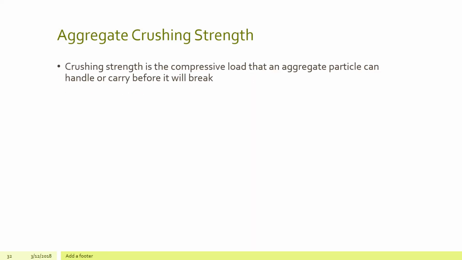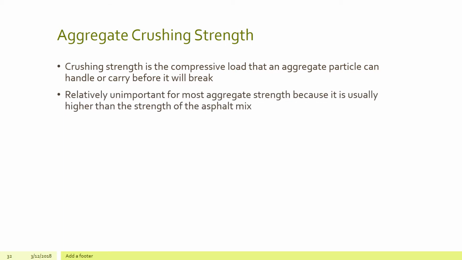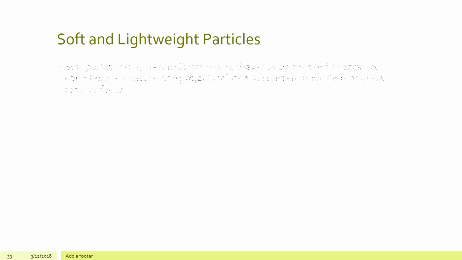Aggregate crushing strength. Crushing strength is the compressive load that an aggregate particle can handle or carry before it will break. It is relatively unimportant for most aggregate strength because it is usually higher than the strength of the overall asphalt mixture. Soft and lightweight particles.